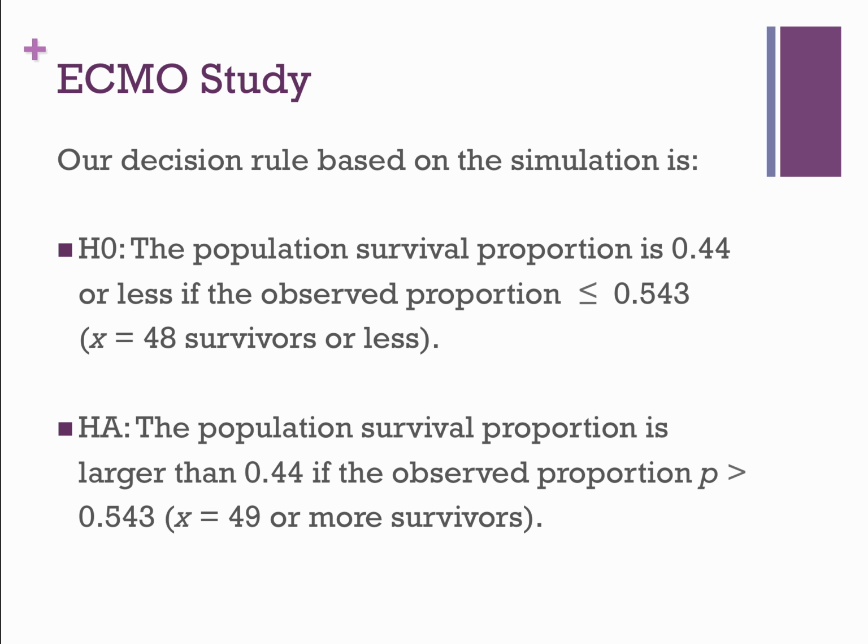In the ECMO study, we are going to base our decision rule on the simulation because that's all we have right now. So our null hypothesis was the population survival is 0.44. And we're going to stay with this if the observed proportion is 0.543, 48 survivors, or less. Our alternative is the population survival is larger than 0.44. And we're going to choose that if the observed proportion is greater than 0.543, so 49 survivals or more. Why is that? How did we come to that level?